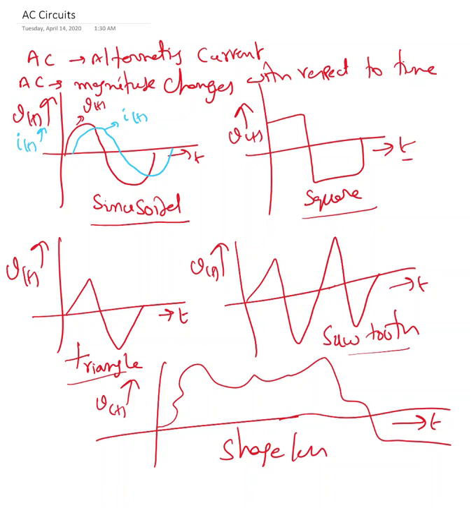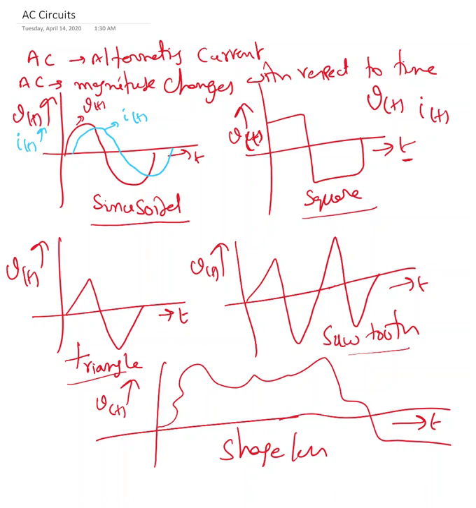The x-axis represents the time, and the y-axis represents the magnitude. All the AC quantities we always represent with a small letter and suffix t, so either v of t or i of t. These are all AC quantities.